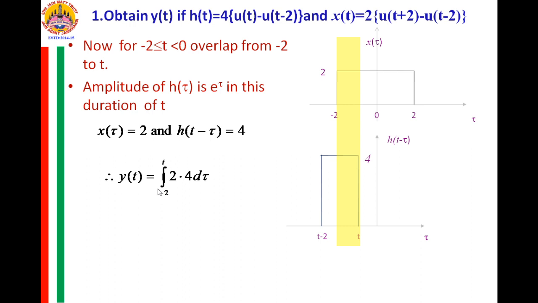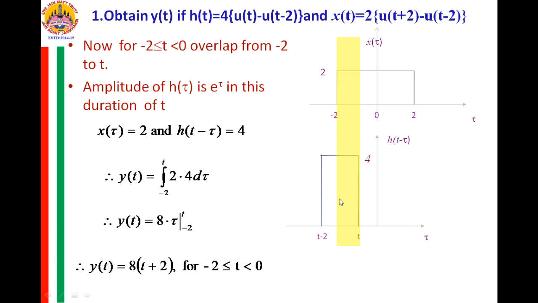So in the integral equation, integration from minus 2 to t, and this x of tau is 2 and h of t minus tau is 4. So this is 8 d tau, and it is constant, and the integration of this constant is tau, and then substituting these limits, upper limit is t and lower limit minus 2, you will get y of t is equal to 8 into t plus 2. This is for the region t varying from minus 2 to 0.